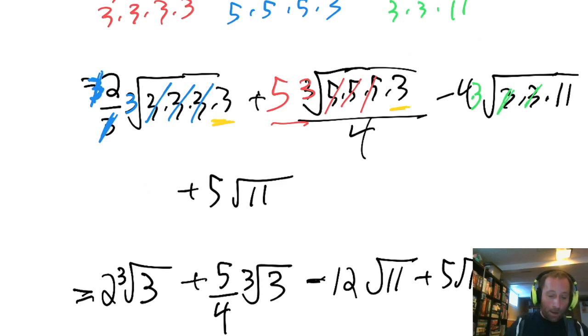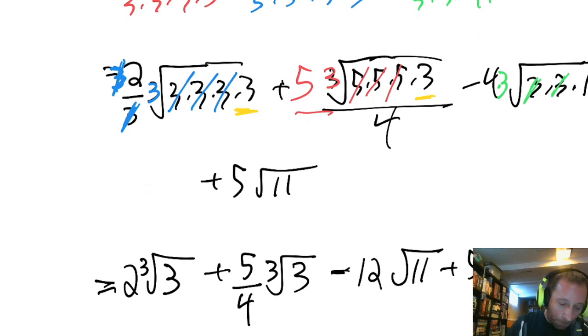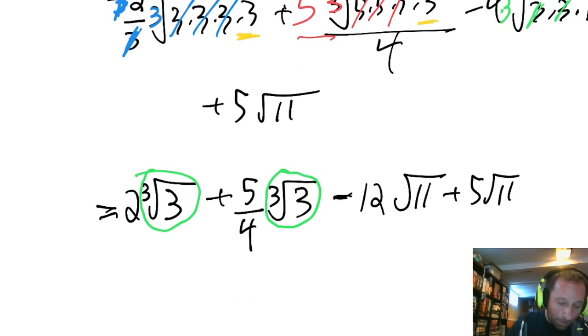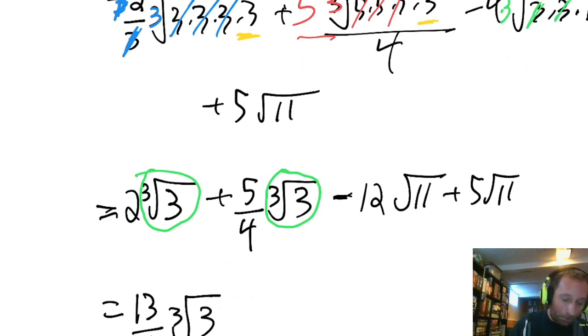Okay. Now we want to combine any of these expressions that have the same radicand and index value. So looking through this, I see that the cube root of 3 shows up twice. So that can be combined. And to combine them, I'm going to want to add the index values. So 2 plus 5 over 4. So 2 is the same thing as 8 over 4. 8 plus 5 is 13. So that'll give me 13 over 4 times the cube root of 3. So I'm taking these two and combining them into 13 over 4 times the cube root of 3.